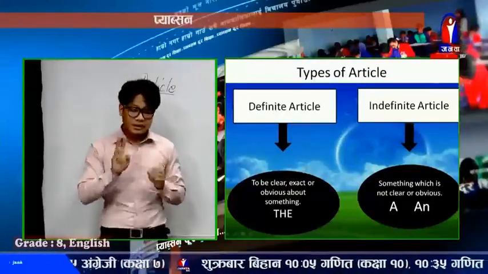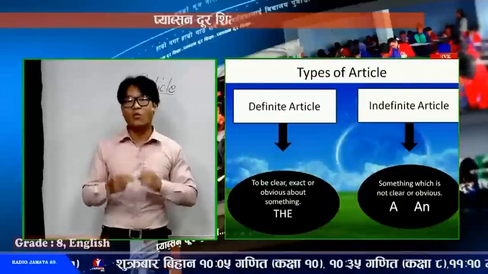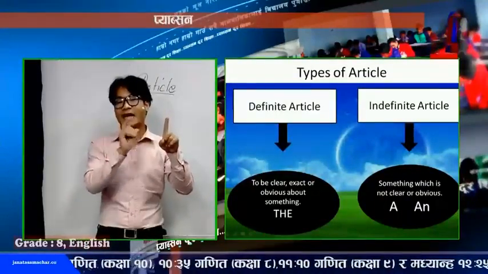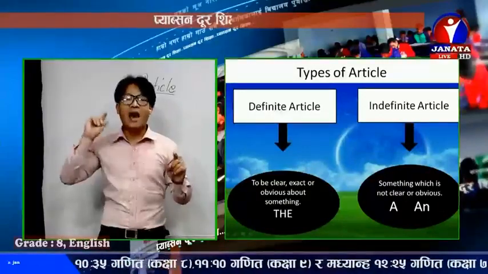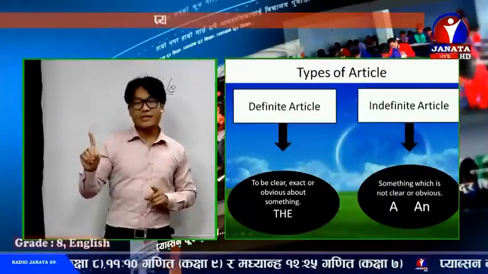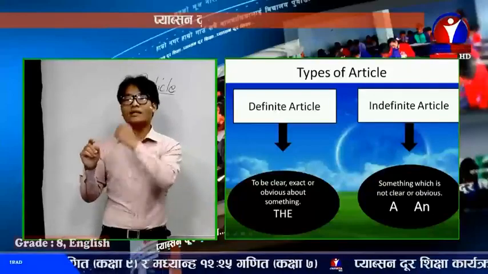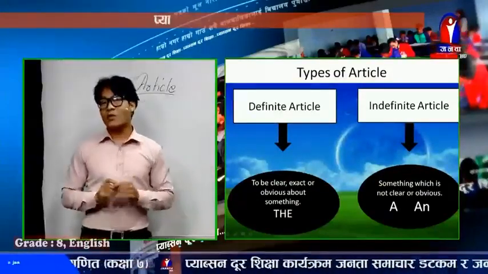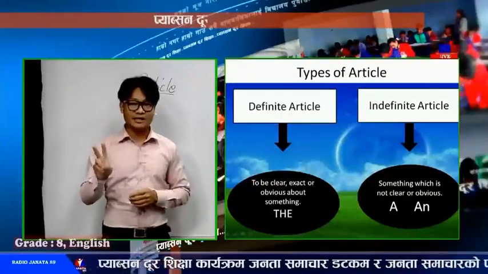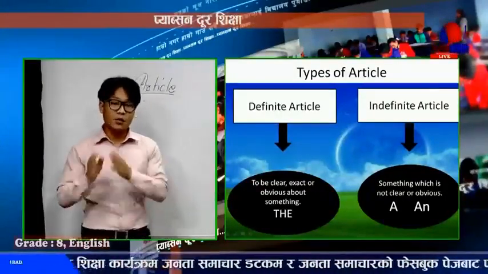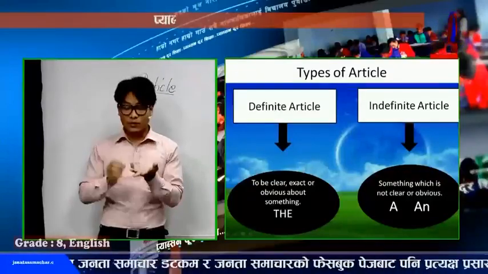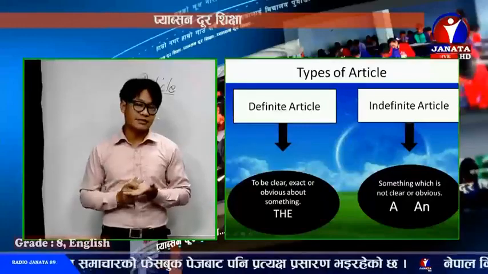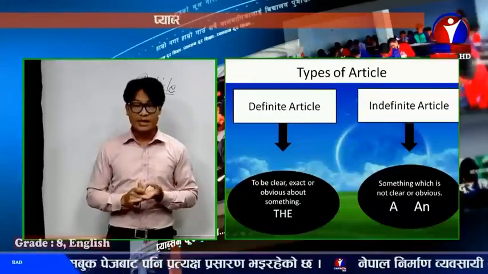So now these are the types of article. One is definite article, and that is the, T-H-E, and another is indefinite articles, and it has two: one is a and another is an. First we are going to discuss indefinite article. Here we will discuss which noun will take indefinite article and which noun never takes indefinite article. So now let's start.